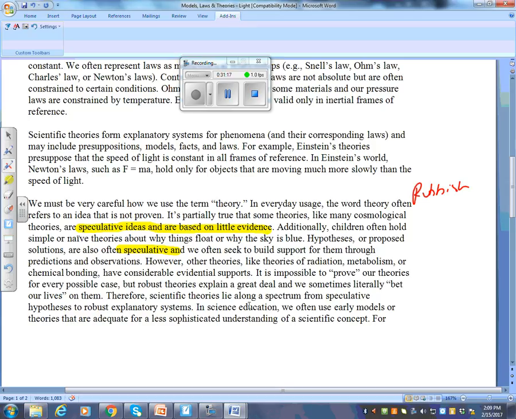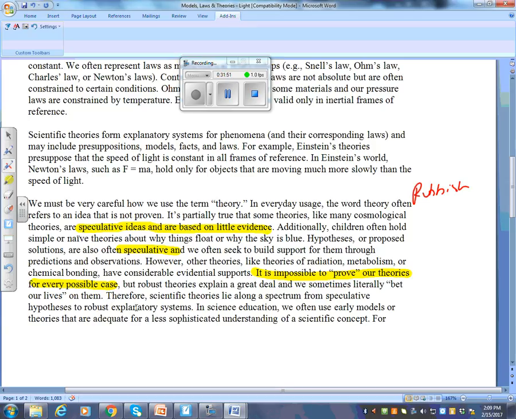It is impossible to prove our theories for every possible case, but robust theories explain a great deal, and we sometimes literally bet our lives on them. When the astronauts go into the space station and they're strapped into a rocket, they're kind of counting on the theories being correct. Likewise, when you hit the brakes in your car, you're kind of hoping the theory of friction holds true. Otherwise, things would be a little rough for you. See what I did there?